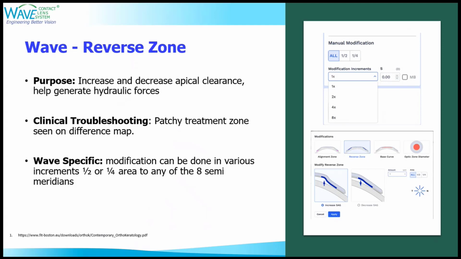Similar to the alignment zone, in our modification tools, we can adjust this zone by all, half, or quarter modifications in various micron steps. This zone can also be manually adjusted in 1-micron steps in the 8 semi-meridians.